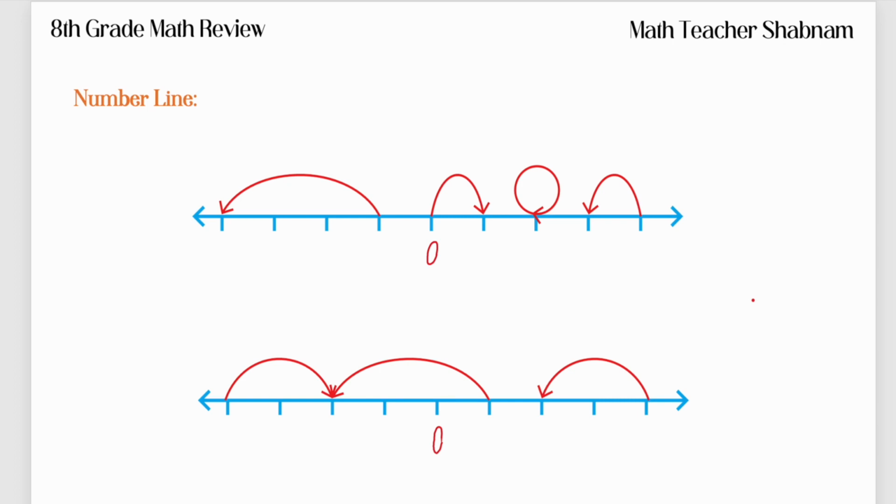Hello and welcome to the first session of 8th grade math review. We're going to talk about number lines, and basically we're trying to figure out what number each of these arrows are pointing to. Something that we need to keep in mind is the right side is always talking about the positive numbers and the left side is talking about the negative numbers. The same applies down here, positive and negative.